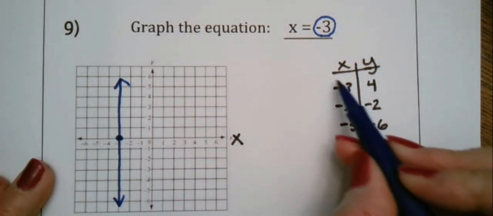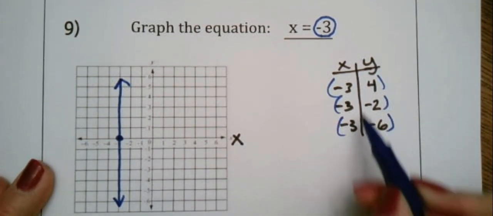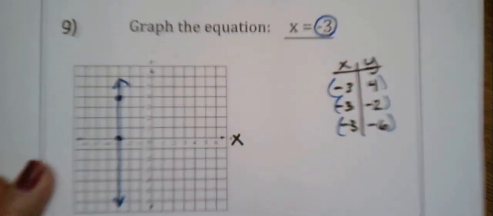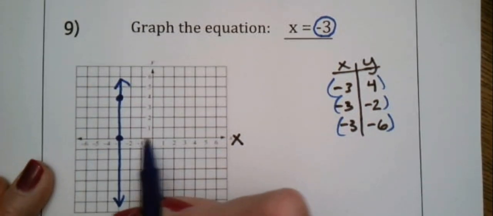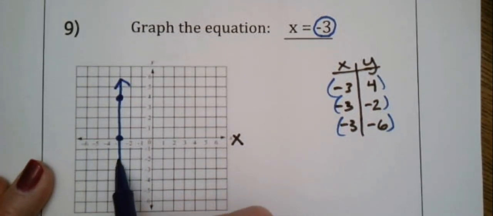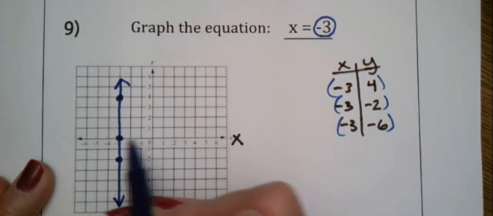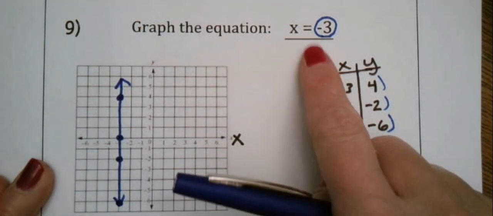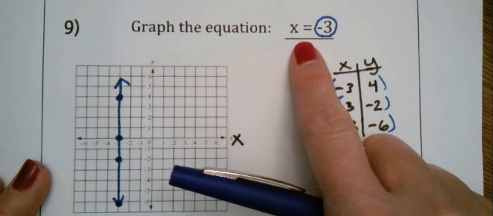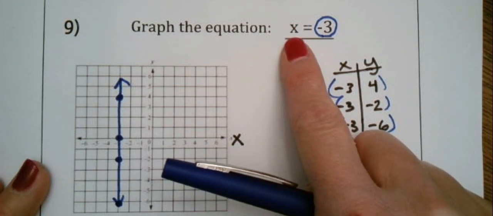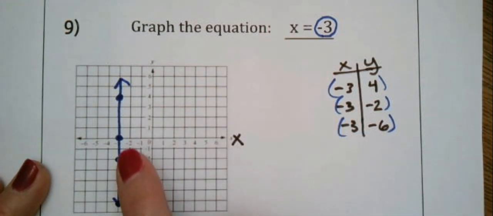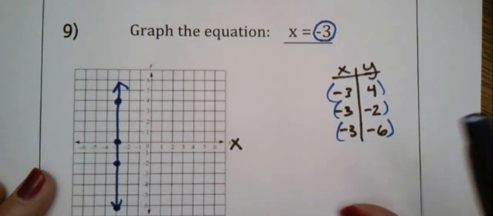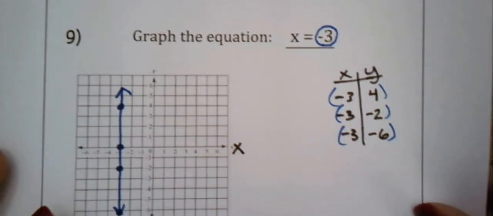Now let me show you how these points are actually on the line. (-3, 4). That'd be -3, up 4. Boom, there it is. (-3, -2), right here. (-3, -6), right here. See that? So these can be kind of tricky. Just think, it only has an x in it, so it can only touch the x-axis, and it's going to touch it at -3. It's going to have to be vertical. Kind of tricky, but we'll be working more with it as we go along.